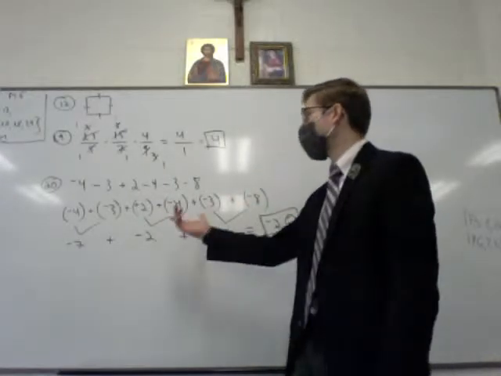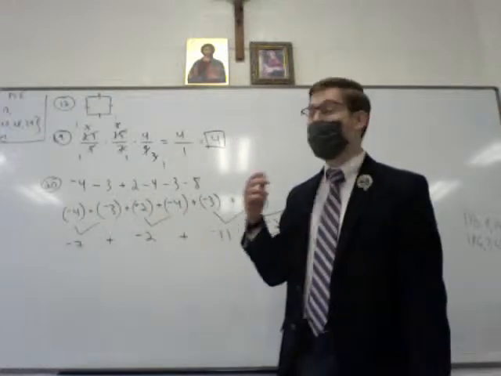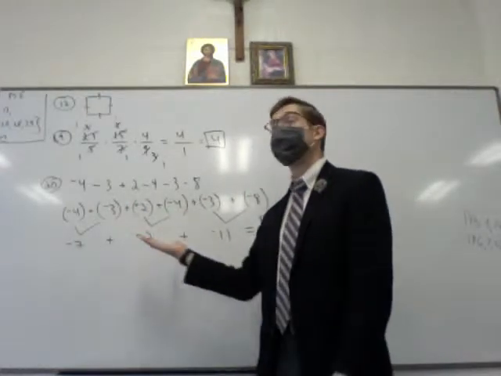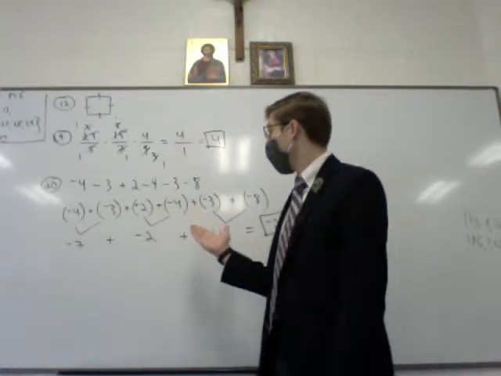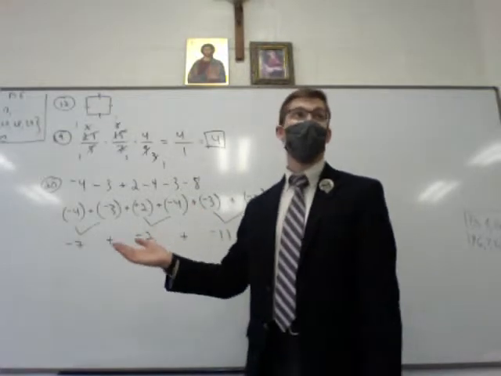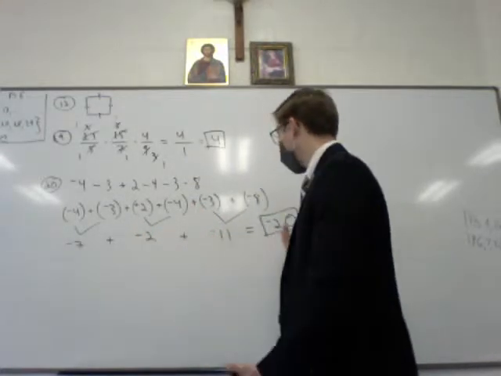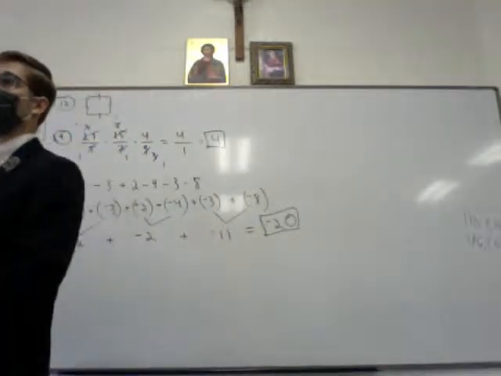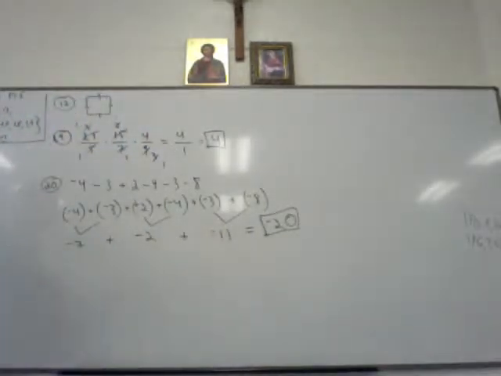So we could combine them by adding in groups of 2. We could also have done it by adding together all the negatives, and we would have gotten negative 22 plus 2, and we still would have gotten negative 20. The order doesn't matter. You can do whatever order is convenient for you.